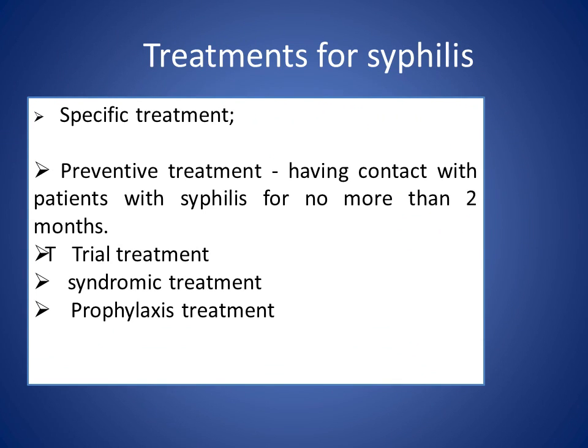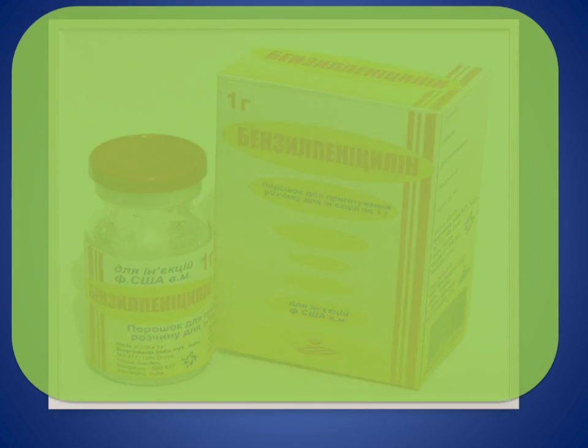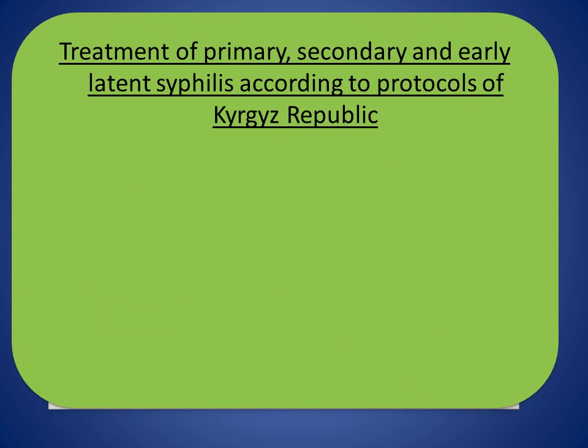Treatment for syphilis. There are the following types of treatment for syphilis: specific treatment, preventive treatment for those having contact with patients with syphilis for no more than 2 months, trial treatment, syndromic treatment, and prophylactic treatment. Treatment of primary, secondary, and early latent syphilis according to the protocol of the Kyrgyz Republic.